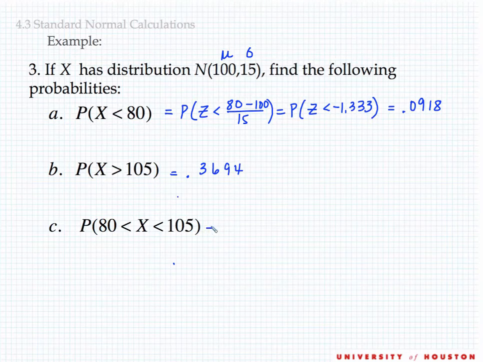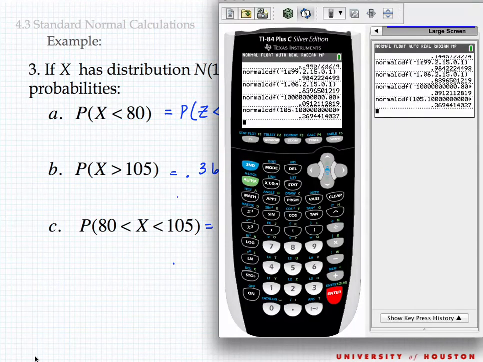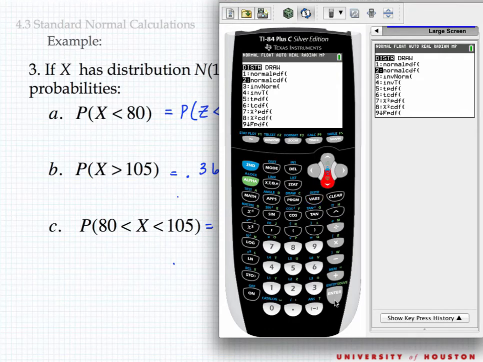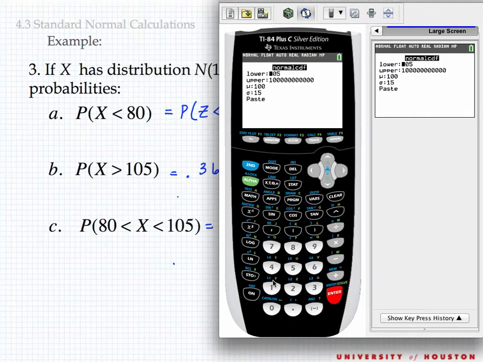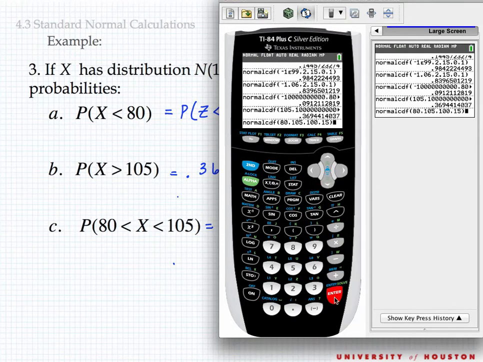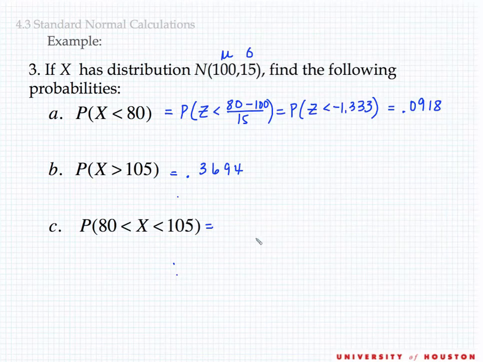And last for this one, we're between, so my lower limit is 80, my upper limit is 105, 0.5393.